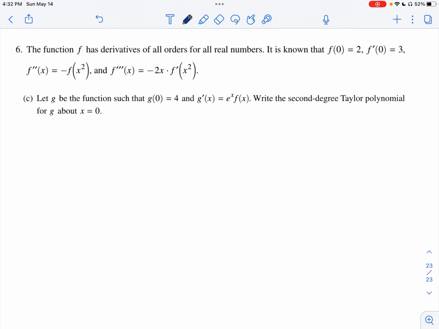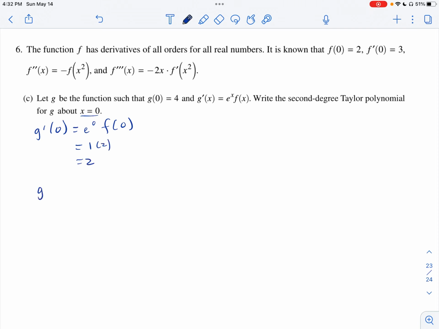So we're going to say g prime of 0 is equal to e to the x times f of x. And since we're evaluating about x equal to 0, we're going to plug in 0 for our x's. So that's going to be e to the 0 times f evaluated at 0. E to the 0 is just 1. F of 0 is equal to 2. So this is just equal to 2.